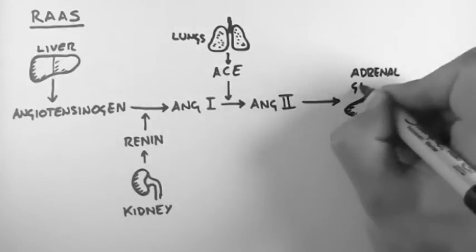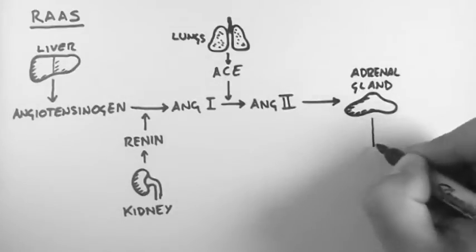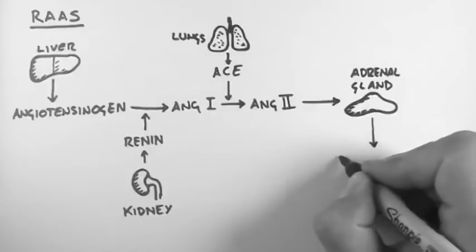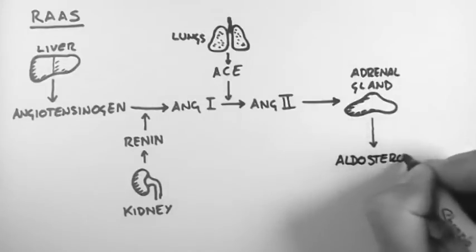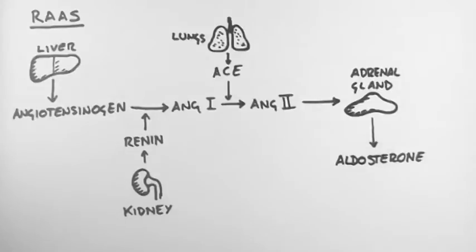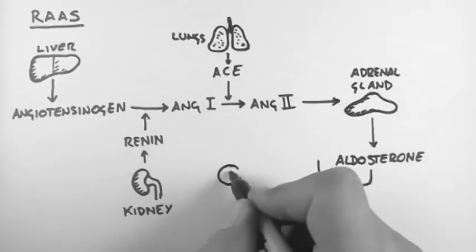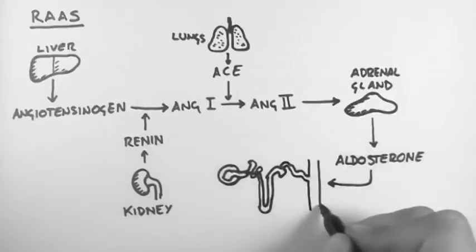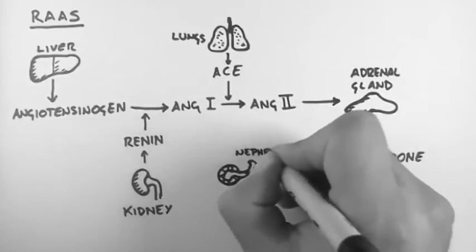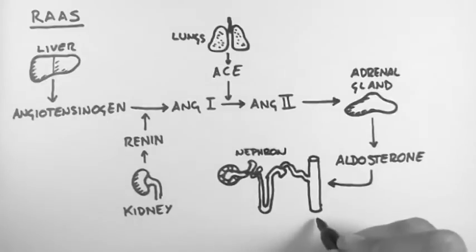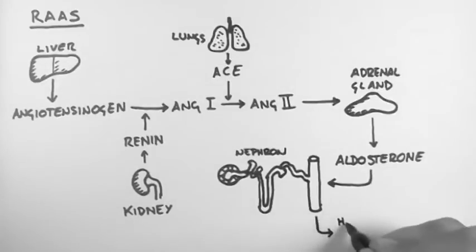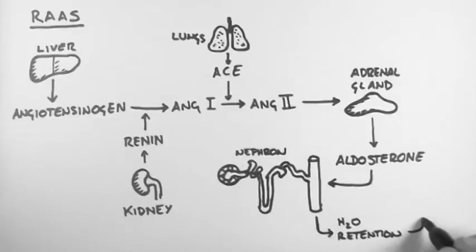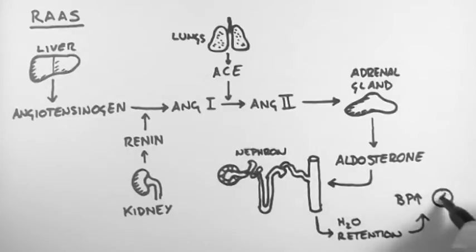Now, angiotensin 2 acts on the adrenal gland, and it causes the adrenal gland to release aldosterone. And that's a steroid hormone, which then acts on the collecting ducts of the nephron. This is within the kidney, and causes the nephron to retain water. So I'll put here H2O retention. Then if the body retains water, the blood pressure goes up, and in some people this can be a bit of a problem.